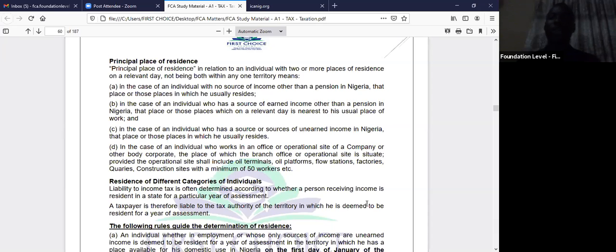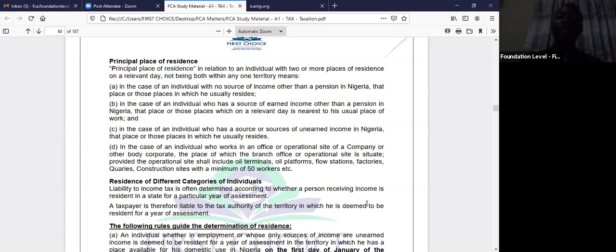You don't have to act that movie over and over again for you to make the income. Or you are a landlord, you just build your house once, you rent it. People have stayed there for 10 years. You are receiving income. You are not working, just receiving income. These are sources of unearned income. So if you have one or more of this type, where will they tax you? Where is your principal place of residence? Once again, it is that place where you usually reside.